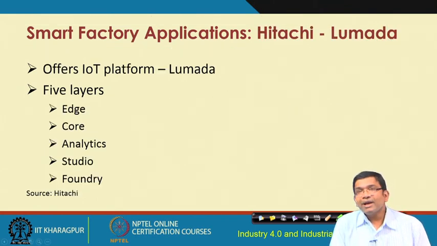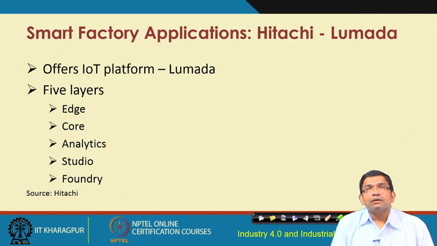Hitachi has the Lumada system, which offers a IoT platform comprising of 5 layers, the layers of Edge, Core, Analytics, Studio and Foundry, which are used together in order to improve the manufacturing processes of Hitachi.